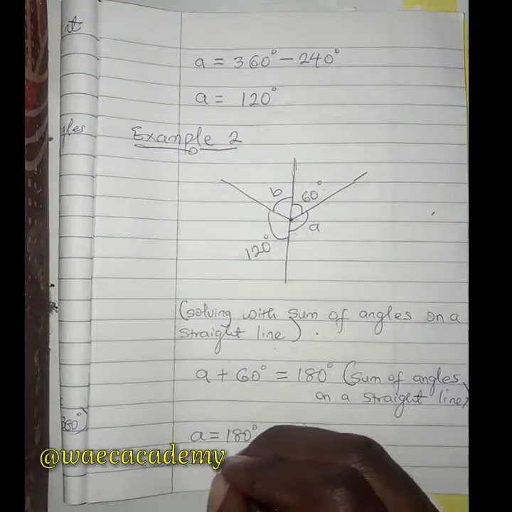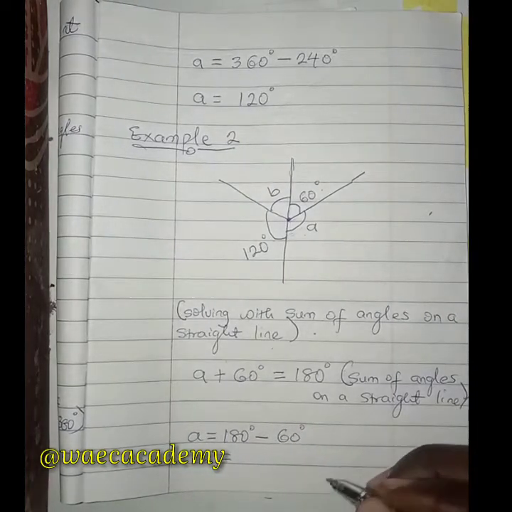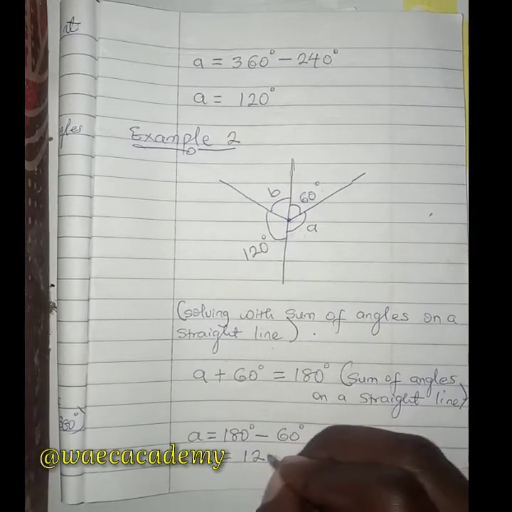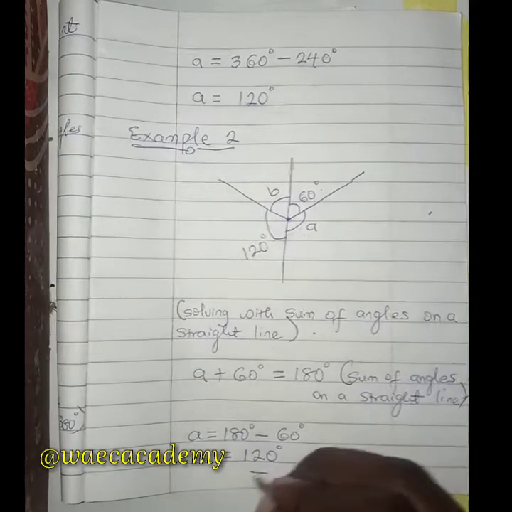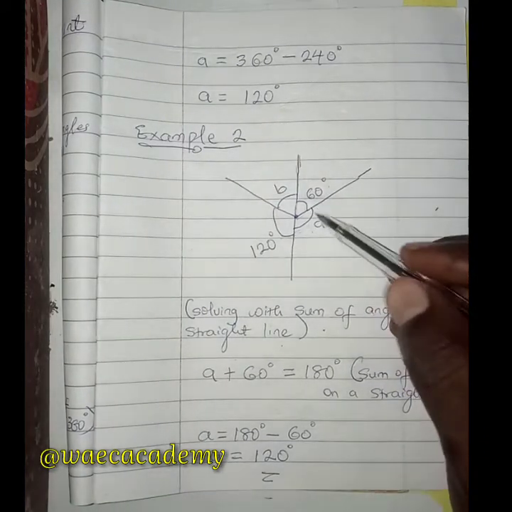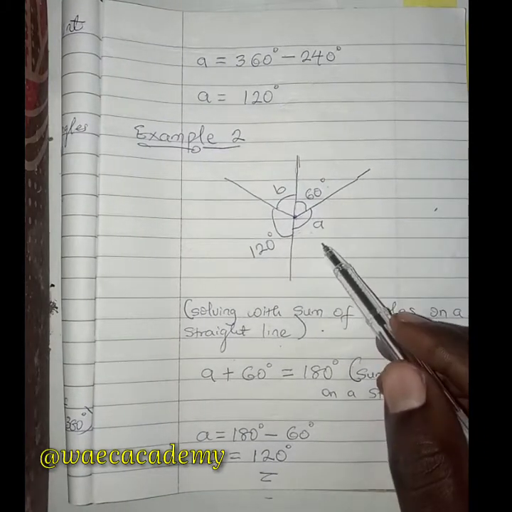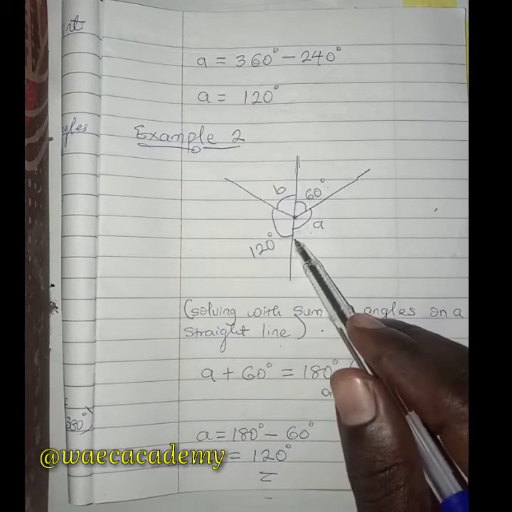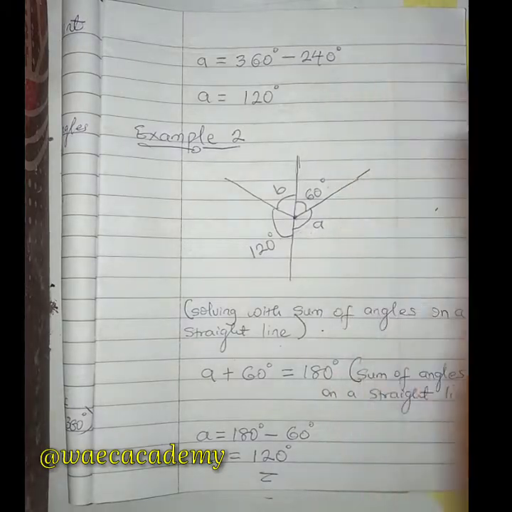So what do we have? A is going to be equal to 120 degrees. So it makes sense. Remember, if you add 60 and 120 degrees, it is equal to 180 degrees. That is the sum of angles on the straight line, this side of the straight line. We have solved the first side of the straight line.